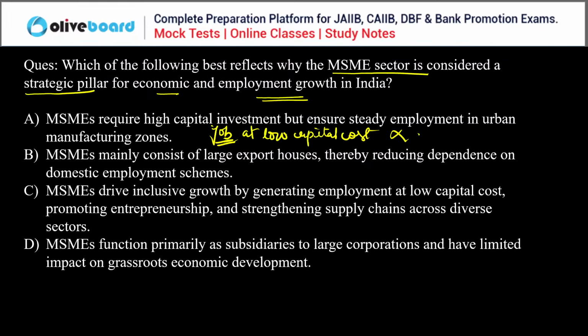Okay. Now, what is B saying? MSME consists of large export houses, thereby reducing dependence on the domestic employment scheme. Wrong. They are mostly domestic oriented. This includes small manufacturers, artisans, service providers, not only the large exporters. Large exporters are part of MSME, but not only large exporters, they are domestic driven industries, right? So no, not B. C is the correct answer.